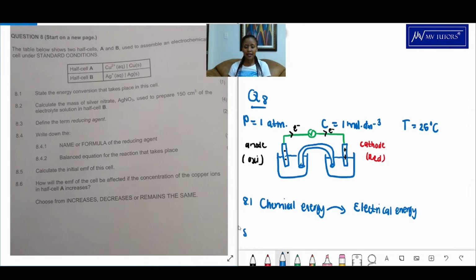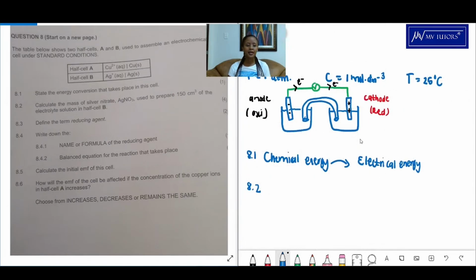And then 8.2. Calculate the mass of silver nitrate used to prepare 150 cubic centimeters of the electrolyte solution in half cell B. So we're getting more information. If you want to calculate the mass of silver nitrate, what do you need? They've given us a volume here: 150 cubic centimeters.